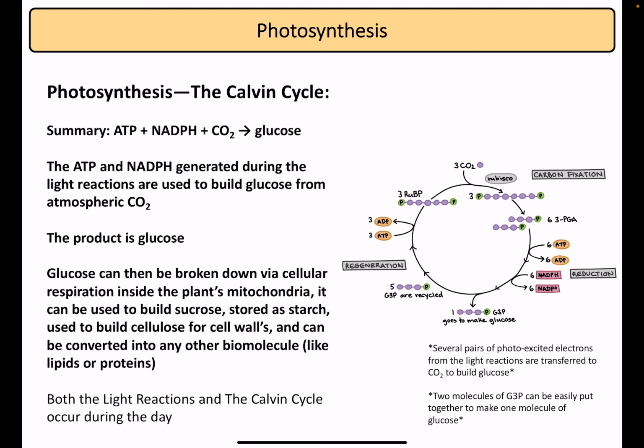All right, we're ready for stage 2, which is called the Calvin cycle. Now we're going to use the ATP and the NADPH that we produce during the light reactions to help us build CO2, carbon dioxide, into glucose, food, a carbohydrate.